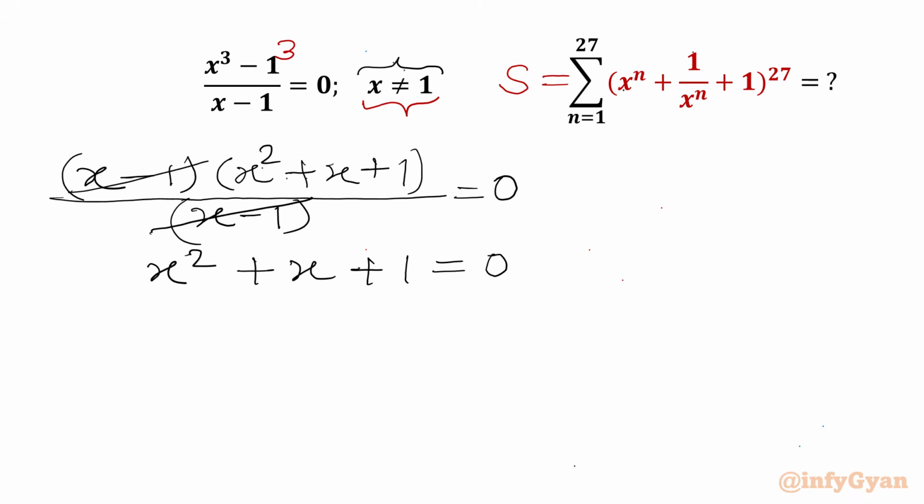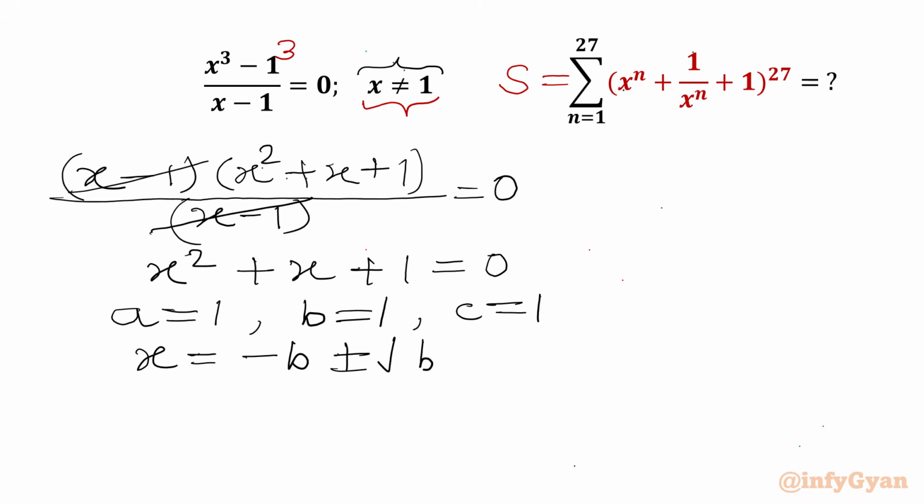Now this is a quadratic equation. We can utilize the quadratic formula. So I can write the coefficient of x square is 1, so a is 1. Coefficient of x is 1, so b will be 1. Constant is 1, so c will be 1. The formula is x equal to minus b plus minus square root of b square minus 4ac, divided by 2 times a.